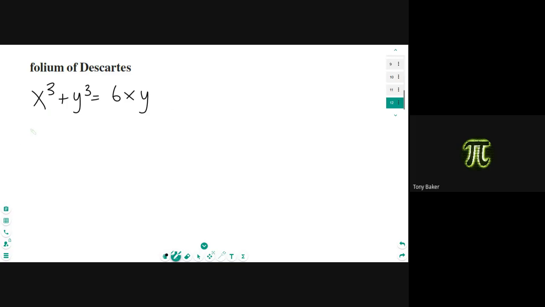So let's find the derivative of it. What's the derivative of x to the third? 3x squared. That's 6xy. Yes. What's the derivative of y to the third?